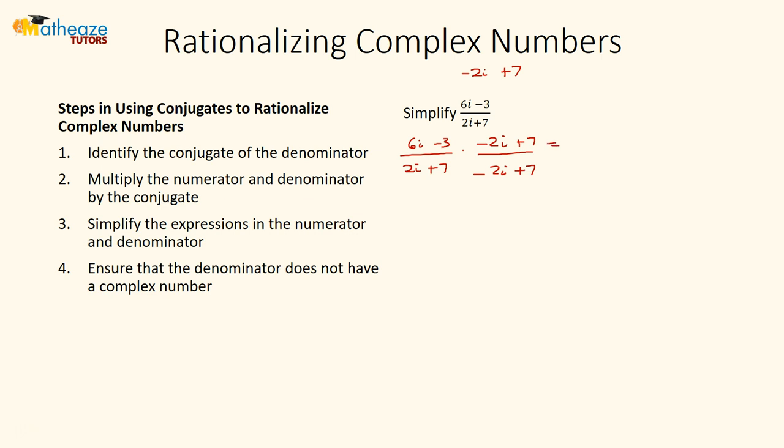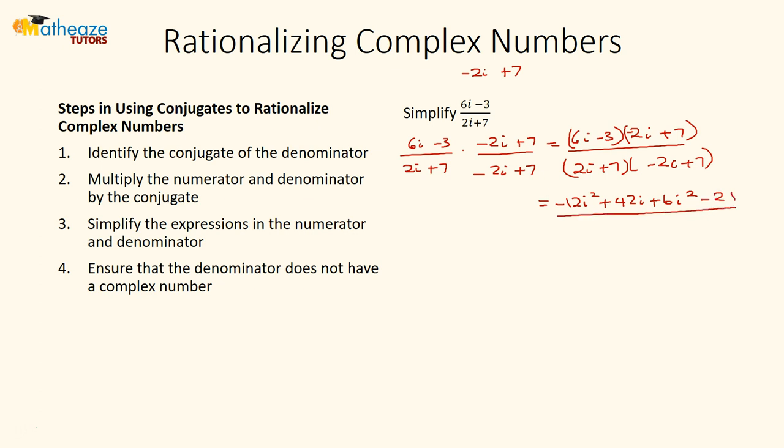So this is going to give us 6i minus 3 times negative 2i plus 7 divided by 2i plus 7 times negative 2i plus 7. So let's just expand the whole thing. We're going to FOIL this whole thing here. So negative 12i squared, and then we have 6i plus 42i, plus 6i squared minus 21, divided by negative 4i squared plus 14i minus 14i plus 49.